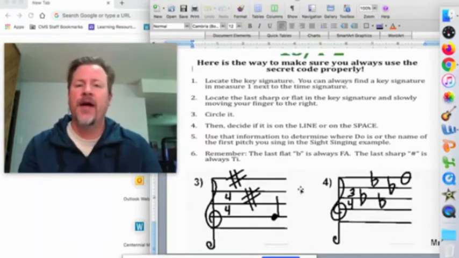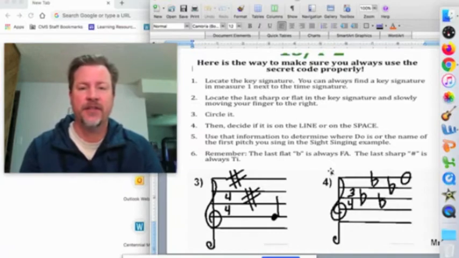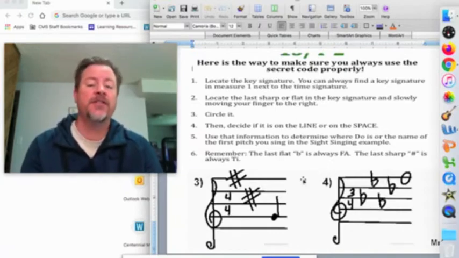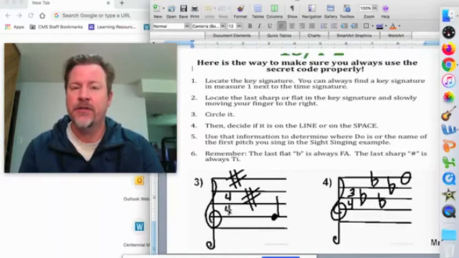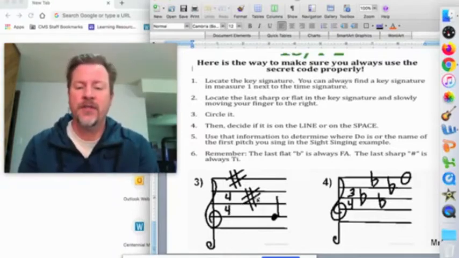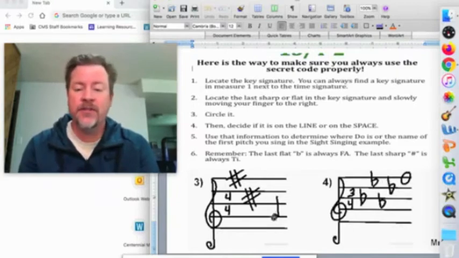So after you know the difference between sharps and flats, the next thing we have to do is be able to find the key signature. The key signature is these groups of sharps or flats that occur after the clef and after the time signature. And so we're going to use this to find what do is, or in this case, the note that's given on the page.